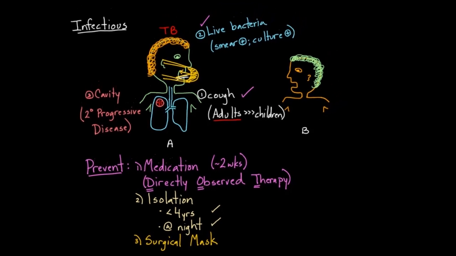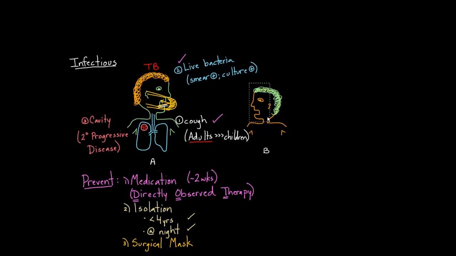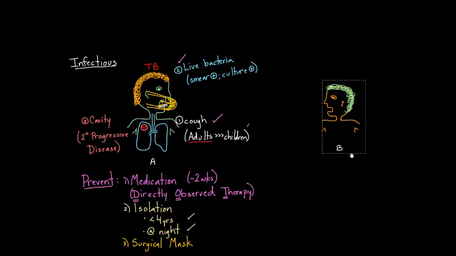Now, what if you're person B? What's one thing you could do if you're person B? Well, one obvious trick is just standing further away. You don't have to stand so close to person A.